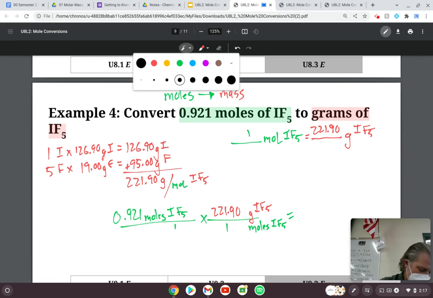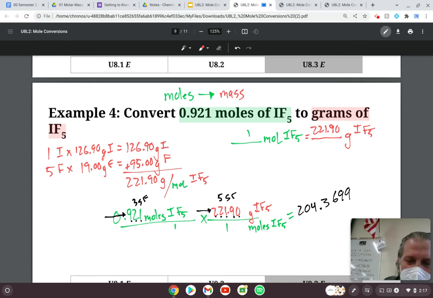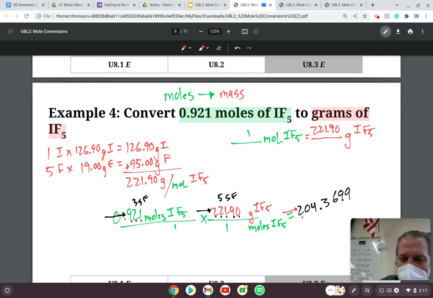So 0.921 times 221.90 is something like 204.3699 or something in that ballpark. We need to figure out significant figures, so I draw a line to my first digit count. That's 3 sig figs. Draw a line to my first non-zero digit, and I count 1, 2, 3, 4, 5 sig figs. So my final answer has to have 3 sig figs. So I'm going to draw a line and count 1, 2, 3. That 3 cannot round that 4 up. So my final answer is going to be 204 grams of IF5.